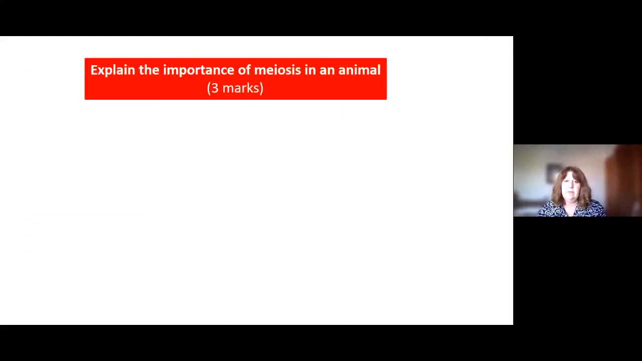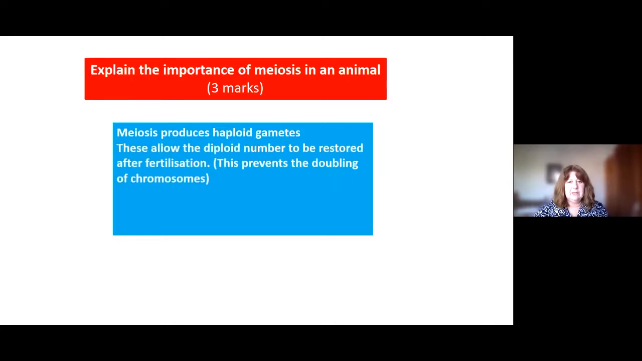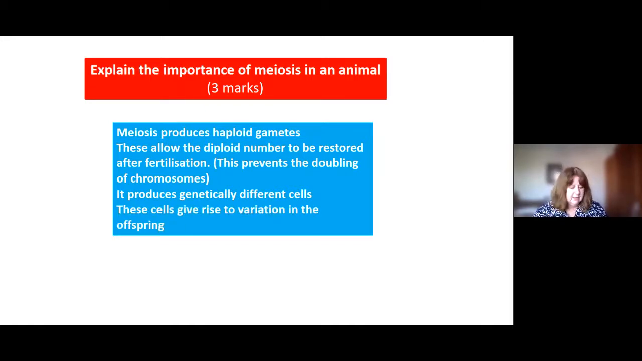Now, just moving on to some other questions: explain the importance of meiosis in an animal, 3 marks. Again, I'm going to give you opportunity to pause, but I've already explained this, so I'll probably move on quickly. So I'll pause and then I'll just reveal the answer. We know meiosis produces haploid gametes. The diploid number is restored after fertilization, because we don't want doubling to happen after fertilization. We've got genetically different cells, and that means we've got variation in the offspring.